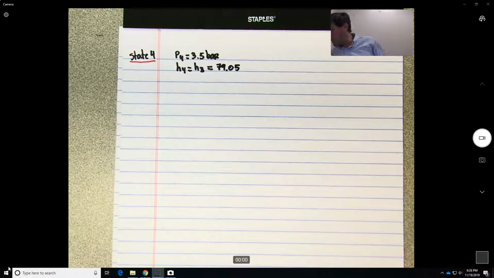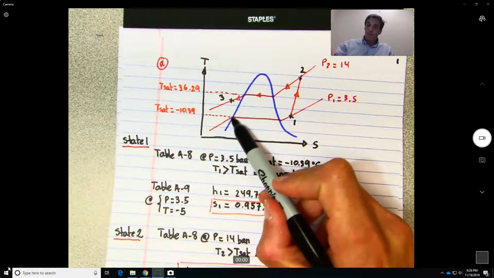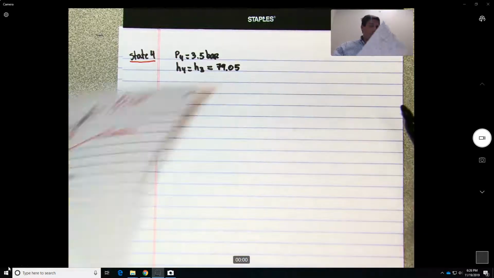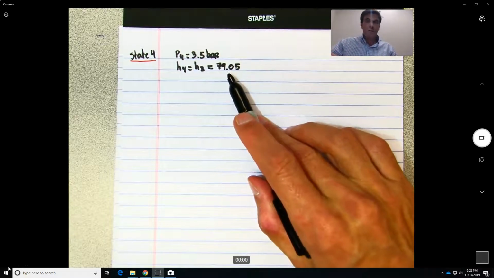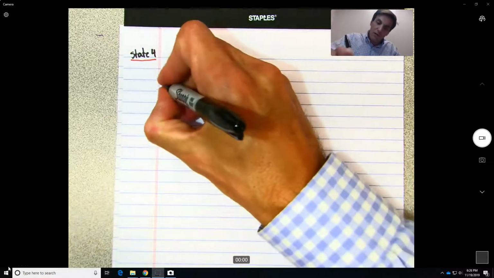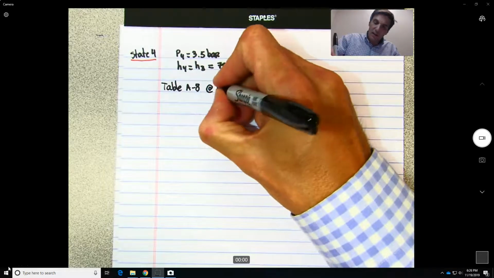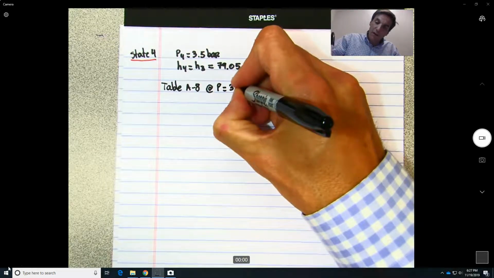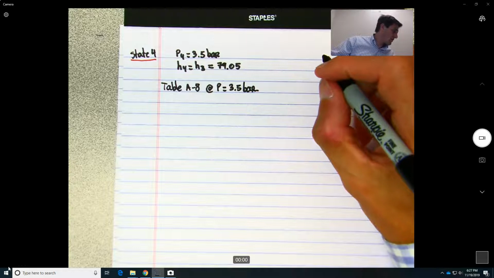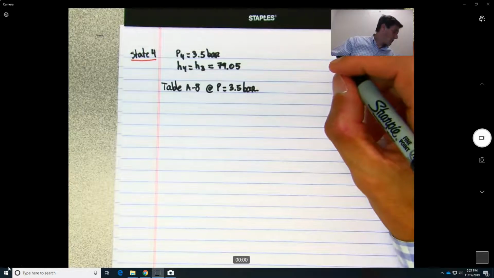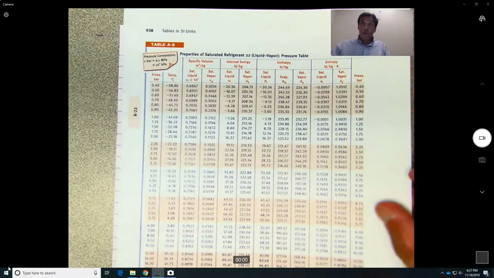So we know two things. If we look at the figure again, it means that we need to be somewhere along this line of constant pressure of 3.5. So let's go now to table A8 at P equals 3.5 bars and find out at 3.5 bars.